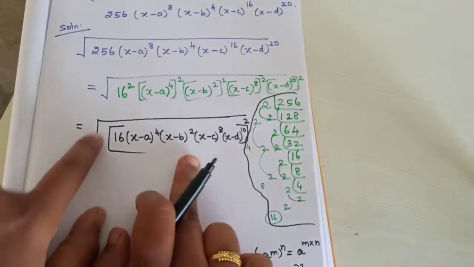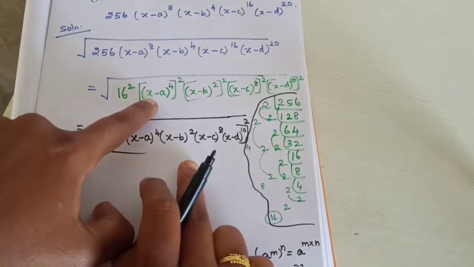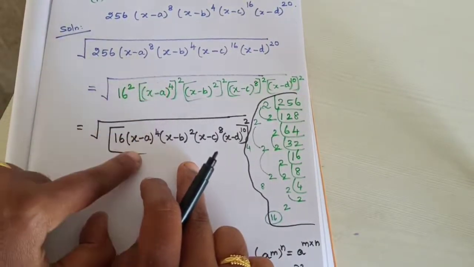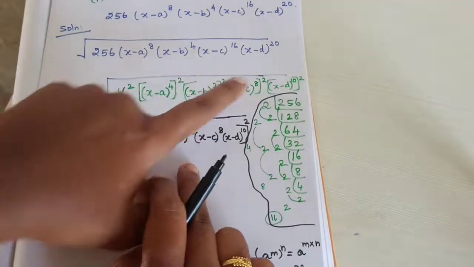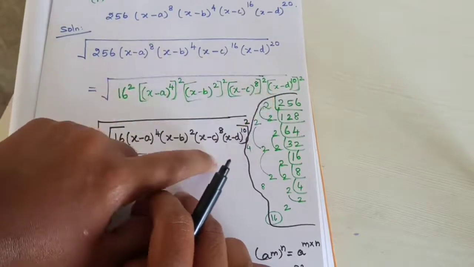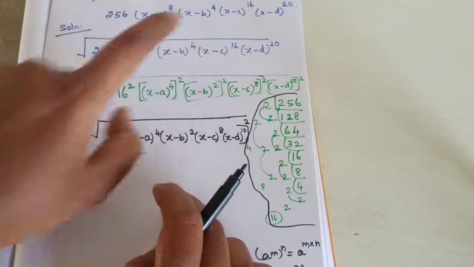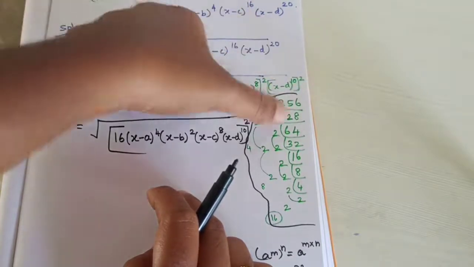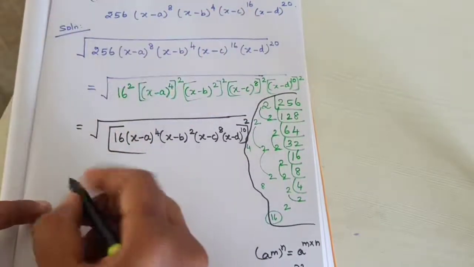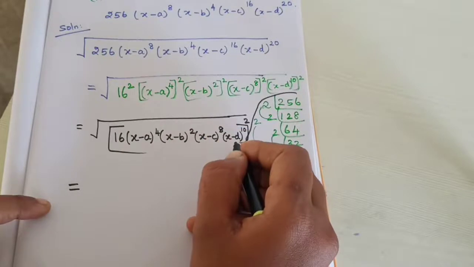Okay, now listen carefully. Here 16 is the base term, then (x − a)^4, then (x − b)^2, (x − c)^8, and (x − d)^10, and the whole square. Here square, square, square, square, square. All the squares I am writing only one time. Then this square and root get cancelled.